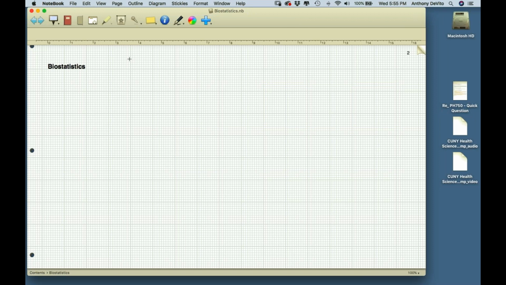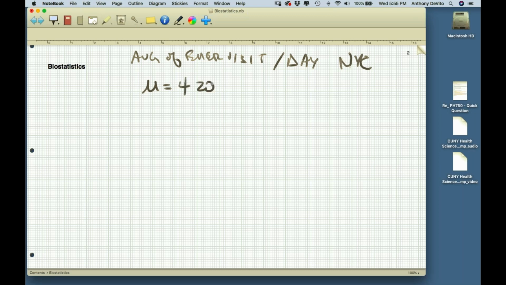Now this time I'm going to be looking at, let's say, the average number of emergency room visits per day in New York City, right? And let's say that we measured it every day for years and years, and mu, the average number, comes out to be, let's say, 420, and the standard deviation, the spread, comes out to be, let's say, 30.